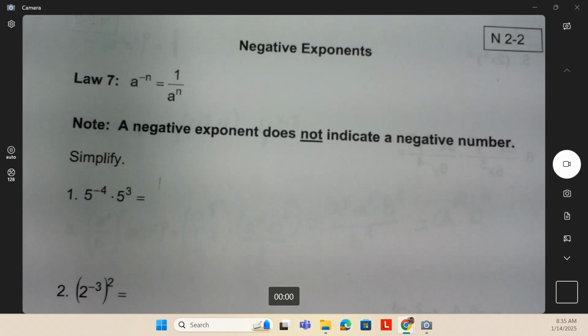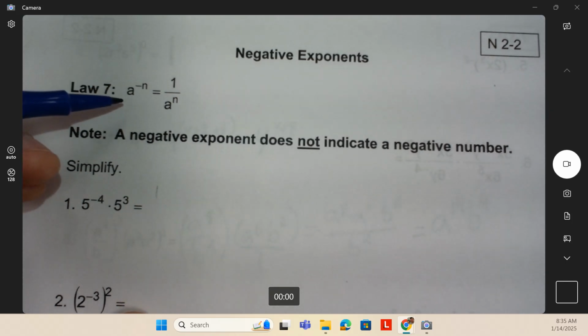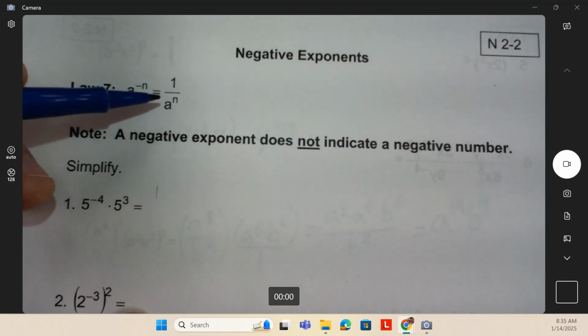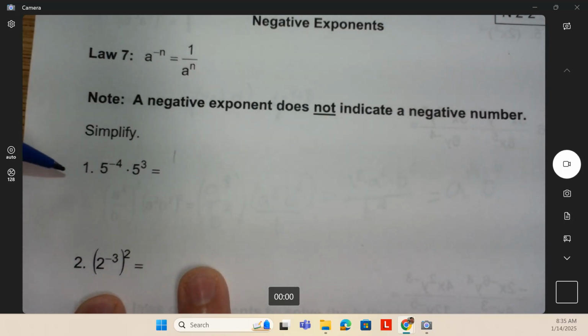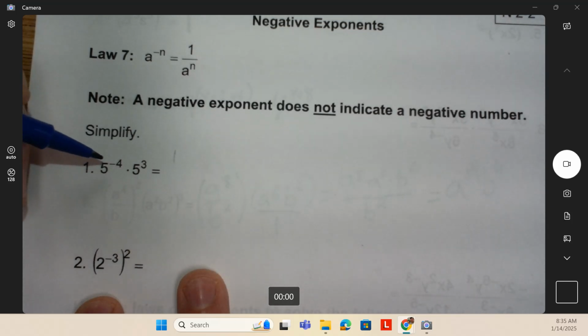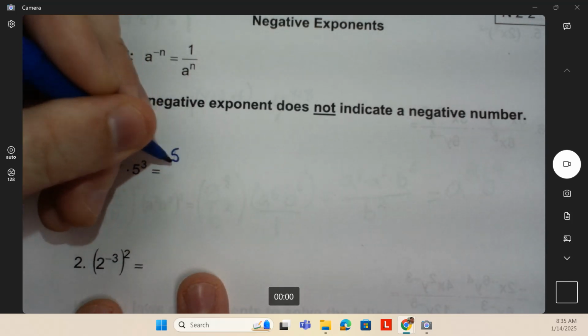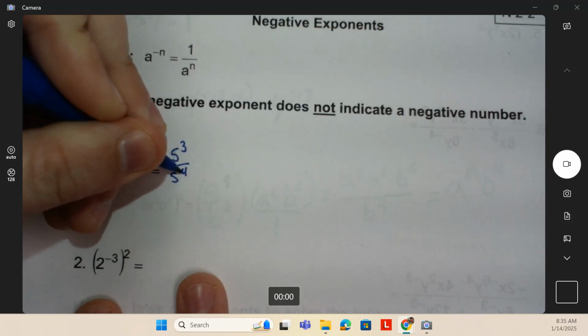So what it looks like as one of your laws would be that if it's a to the negative something power, we put it into the denominator and change it to a positive. So a couple different ways to think about it. On number one here, if I have 5 to the negative 4 times 5 to the third, I could think of that as saying, well, that's 5 to the third over 5 to the fourth.